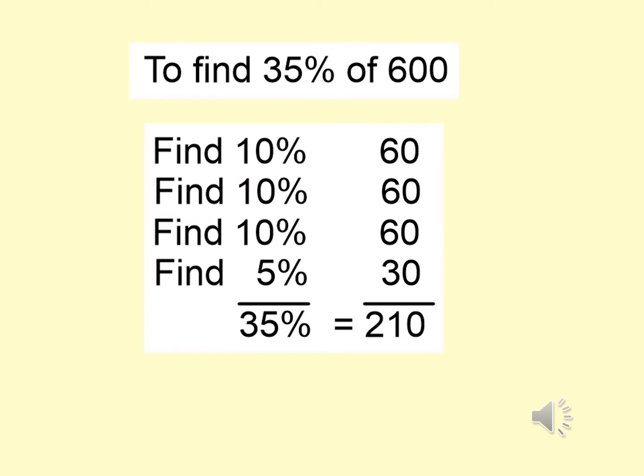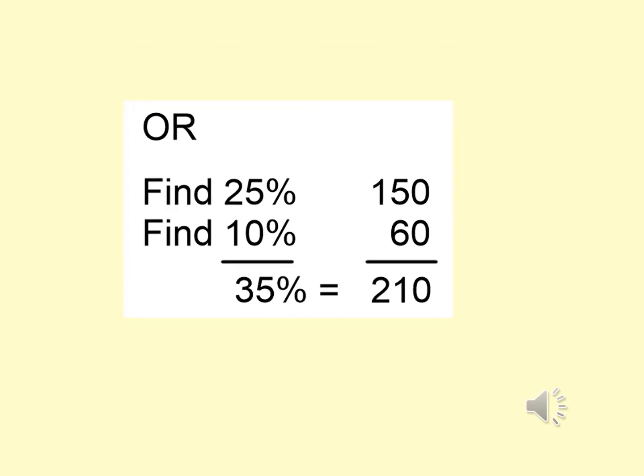There are some percentages that we can find that could take possibly a little bit more adding up. So for instance, if we wanted to find 35% of 600, we could find 10%, another 10%, another 10%, and then 5%. So 10% is 60, another 10% is another 60, another 10% is another 60, 5% is half of 10%, so half of 60 is 30. So 10, 10, 10 and 5, 35%, 60, 60, 60 and 30, 210. So 35% equals 210.